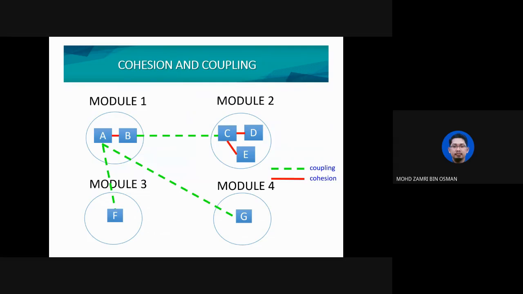So in terms of the graphical view, this is how we can design our program and our solution by using cohesion and coupling. It's by using a solid line and a dotted line. The solid line we call cohesion, which is within the module. Coupling here is the interaction between module 1 and module 2, for example the interaction between B and C here.